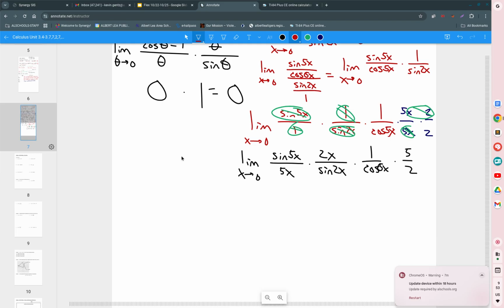What is that limit? 1. What's that limit? 1. What's the cosine of 0? 1. And 1 over 1 is? 1 times 5 halves is 5 halves.